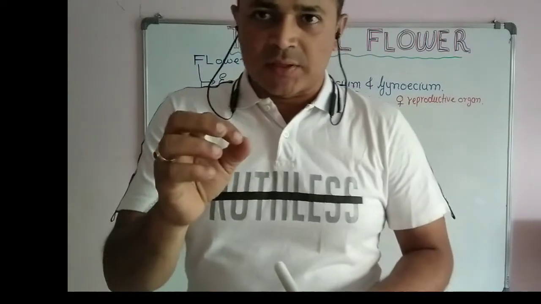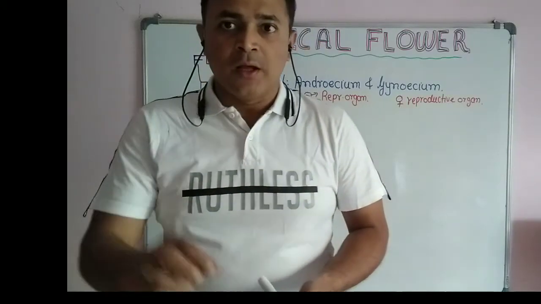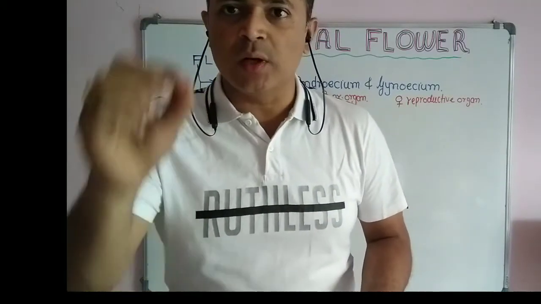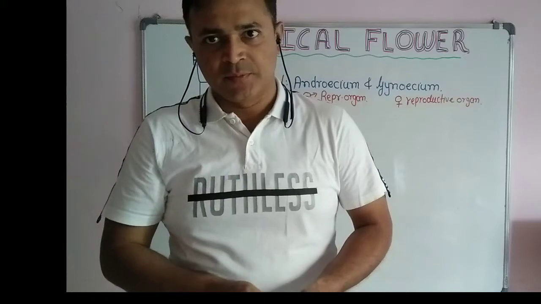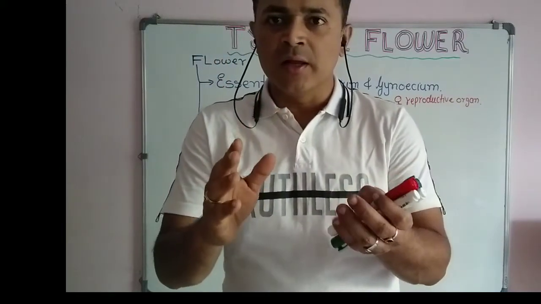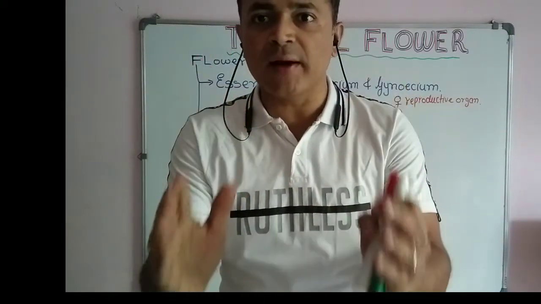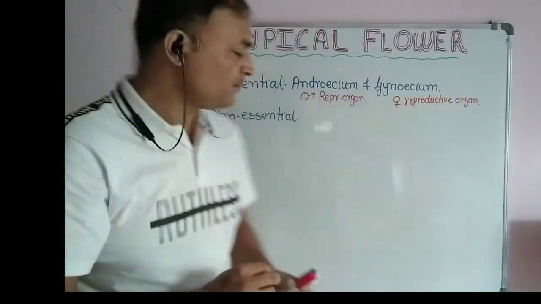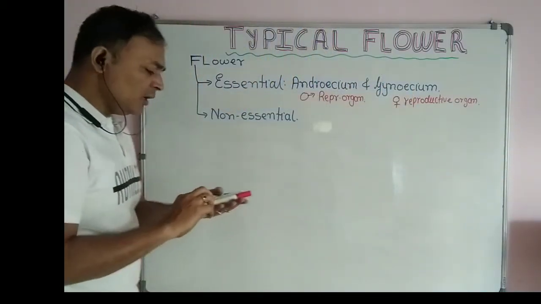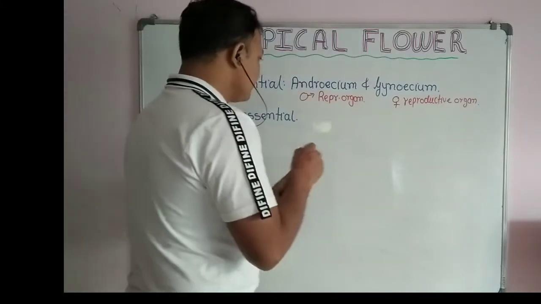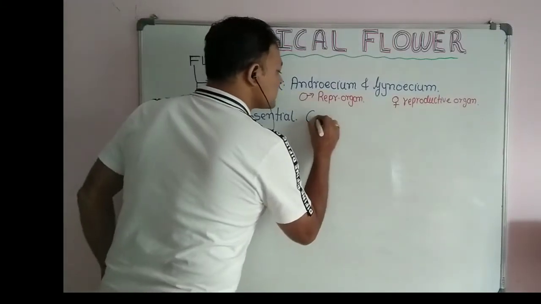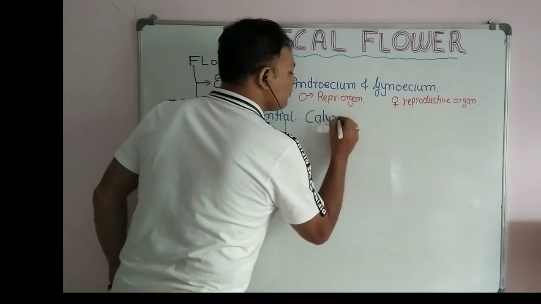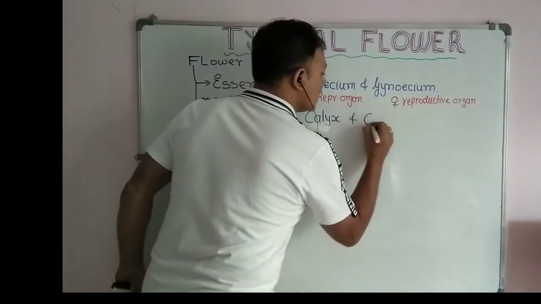The main purpose of a flower is to perform sexual reproduction. So a flower is called a modified shoot for sexual reproduction. Non-essential floral whorls are calyx and corolla.